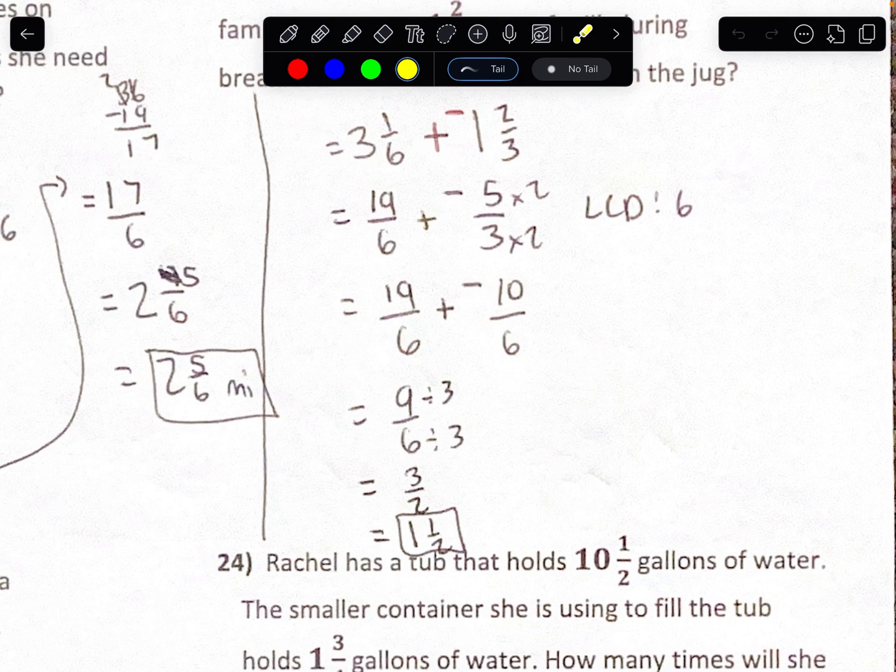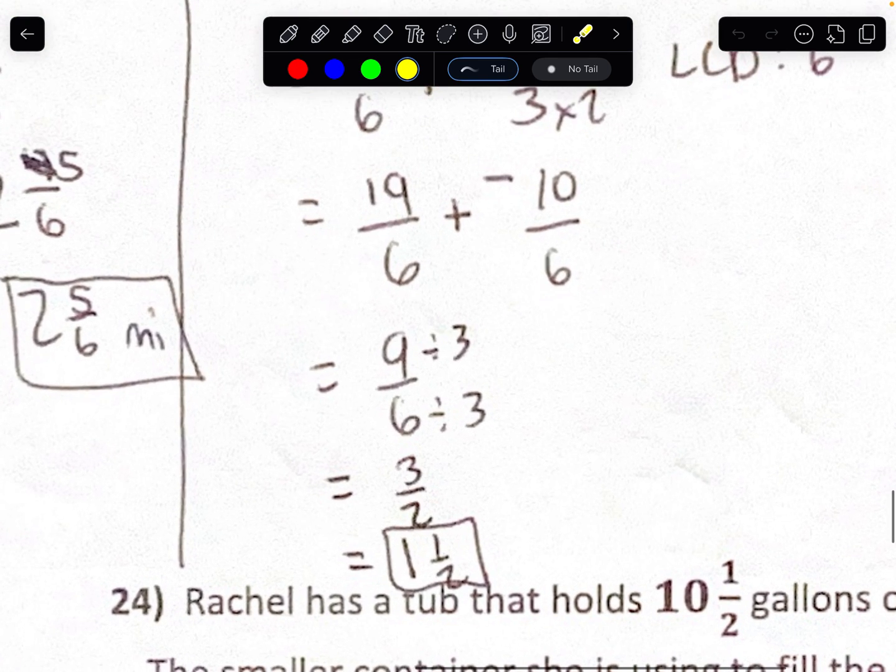Different signs subtract and take the sign of the bigger number. So 19 minus 10 makes 9. 19 is a bigger number, so we are going to keep it as positive. And then we have to simplify. We always need to simplify our answers, whether it tells us to or not. So 9 and 6 can be divided evenly by 3 to get 3 halves or 1 and 1/2.